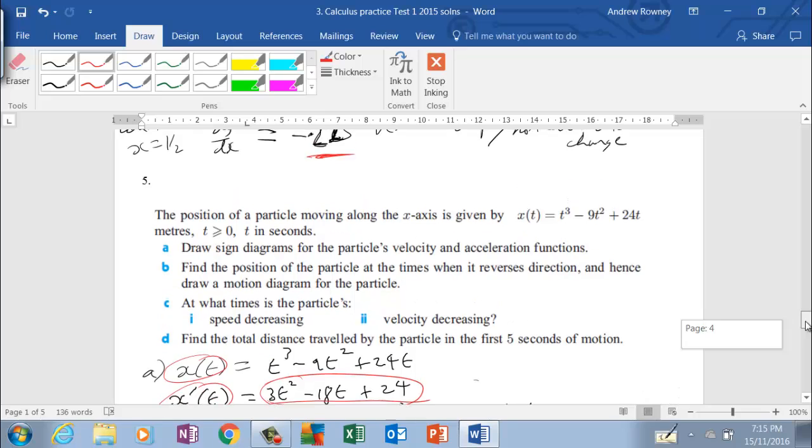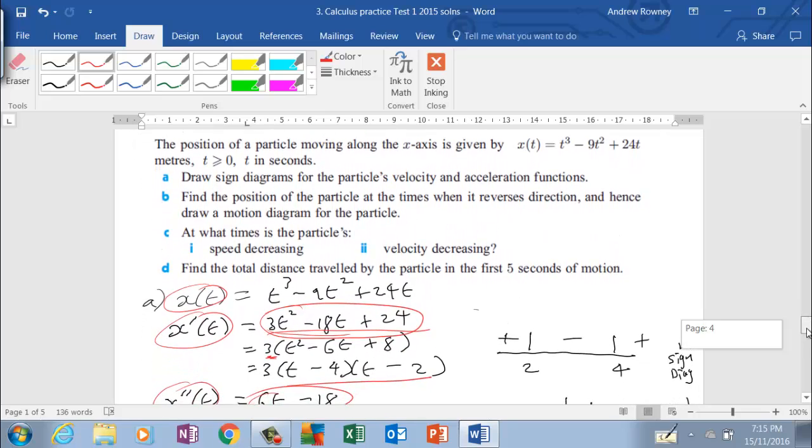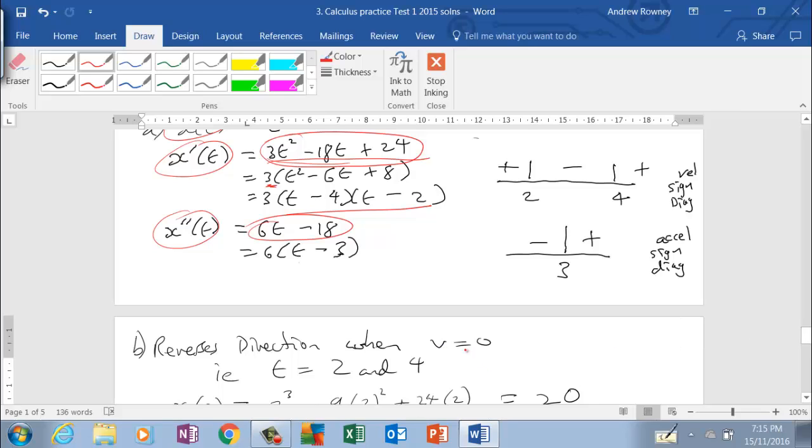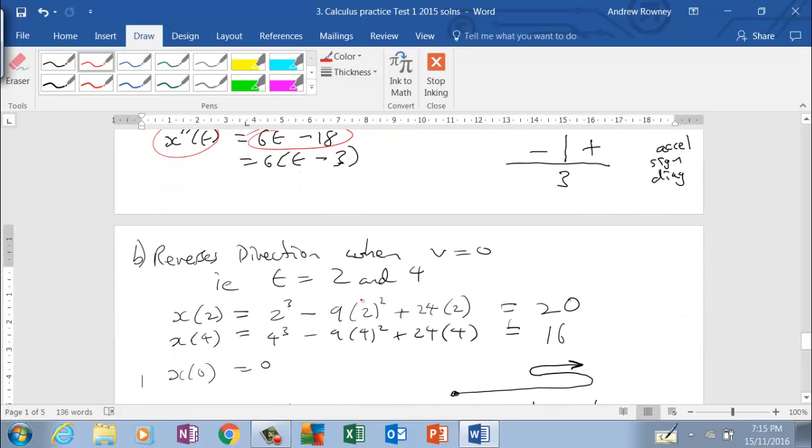Then the next question is find when it reverses direction. So it reverses direction when the speed is 0, velocity is 0. This is the velocity sign diagram, so it's when this is 0. So it's this time and this time, time 2 and 4 seconds. So at 2 and 4 seconds, we need to know the distances. So we do what's the distance at 2, the distance at 4.